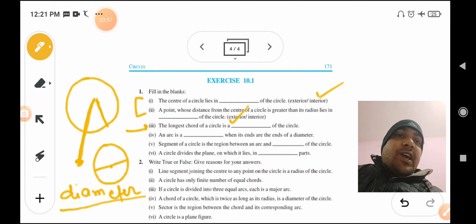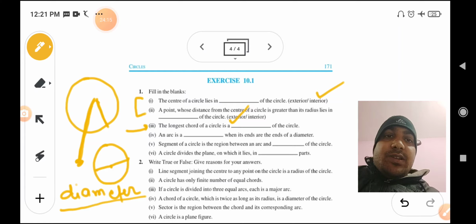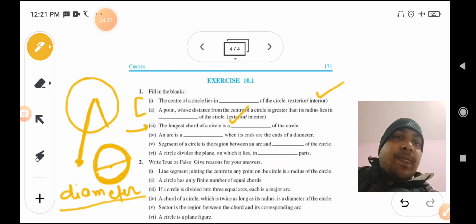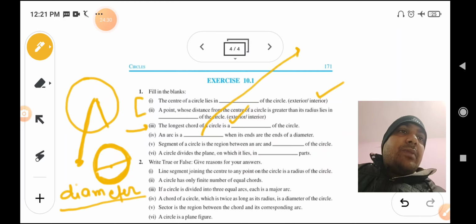Fourth one is an arc is dash when its ends are the ends of diameter. An arc is a dash when its ends are the ends of diameter, right? So see, if this one is the ends of diameter, so the arc becomes what? So these two arcs become the semicircle. So the answer will be semicircle.